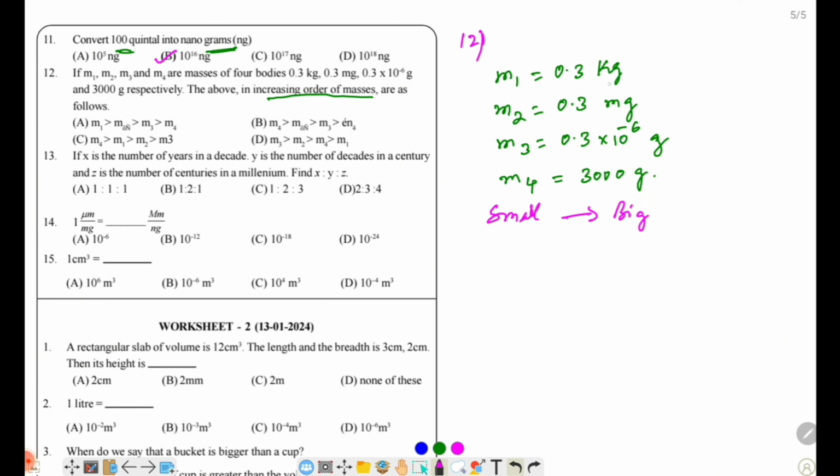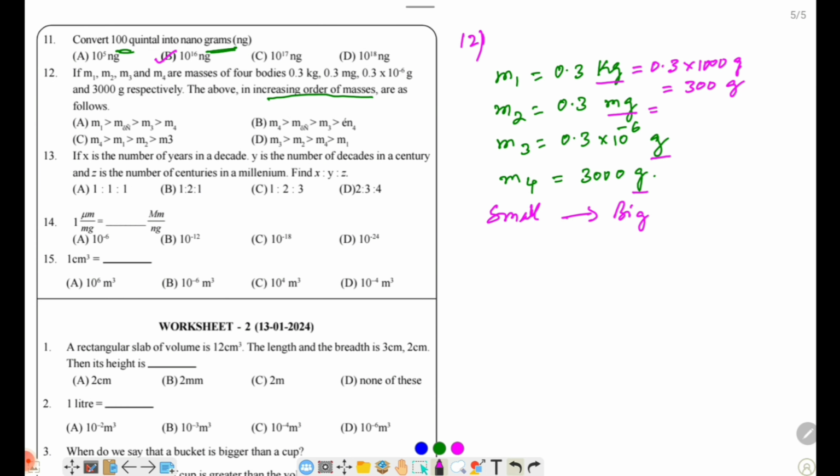Small to big. So let's find which is smaller one in this. But see, this is in kilogram, this is in milligram, this is in gram, and this is also in gram. So let's convert all the things into same system. Let us convert all the things into grams. First let us see this. This is 0.3 into kilo means 1000 grams, which is equal to 300 grams. Correct? Now second one, 0.3 milligrams. So milli means 10 power minus 3.